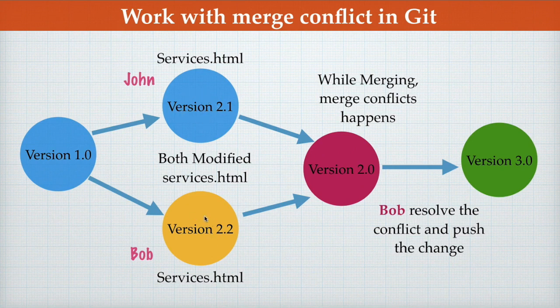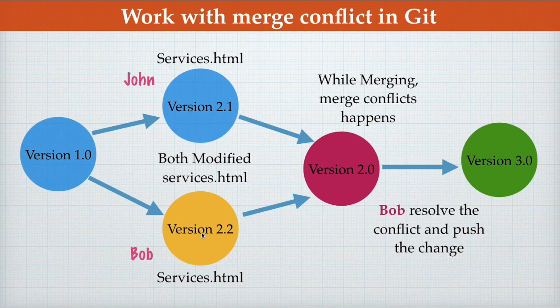Now, when they are trying to merge their code, we can refer to all of these versions as feature branches. So this is feature branch 2.2 and this is feature branch 2.1. Whenever they try to merge their code into another branch, that is 2.0, a merge conflict will happen. Why will this merge conflict happen? Because both developers have modified the services.html file, and Git will compare these two files and get to know that this file has been modified by both developers.